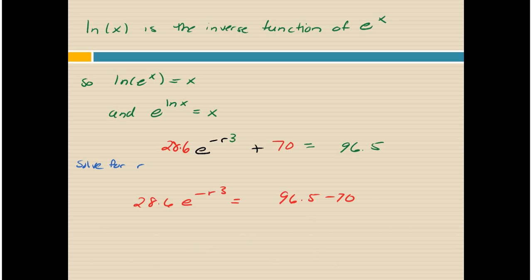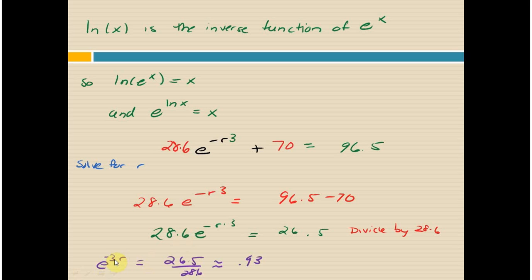So that's where I'm at now, and now I can subtract the 70 from both sides. And that gives me 28.6 e to the minus r times 3 is equal to 26.5. Now I'm going to try to get at this r up here. So I'm going to divide both sides by the 28.6. And I get e to the minus 3 times r is equal to 26.5 divided by 28.6, which is approximately 0.93.